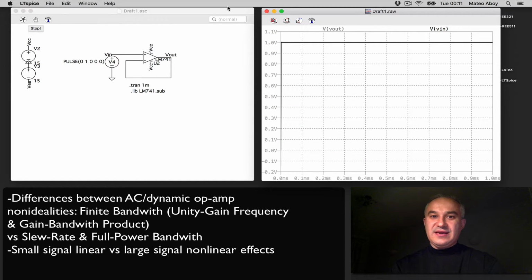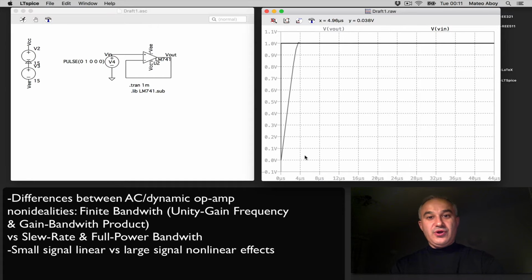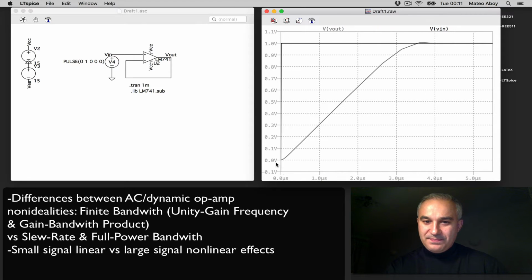So let's do a transient analysis. And what we are seeing there is the input and the output. And you zoom in. There you go. You see an input that is a step function. You see the output is not able to keep up.